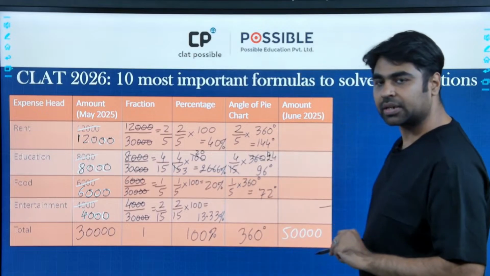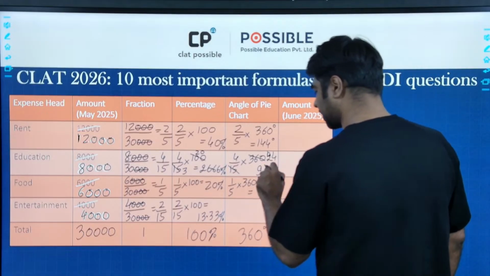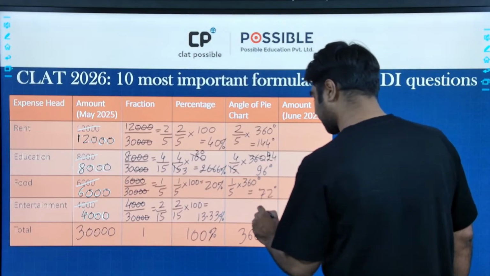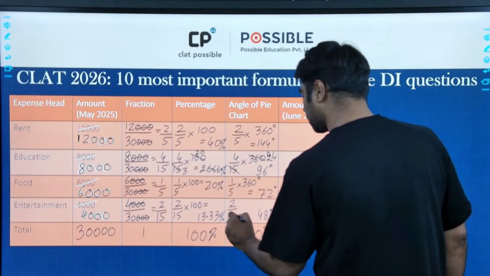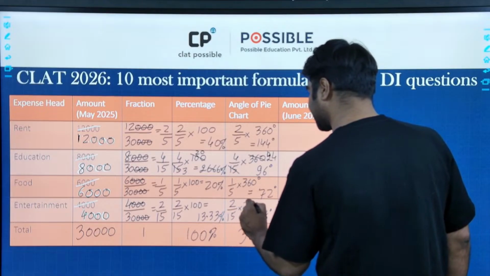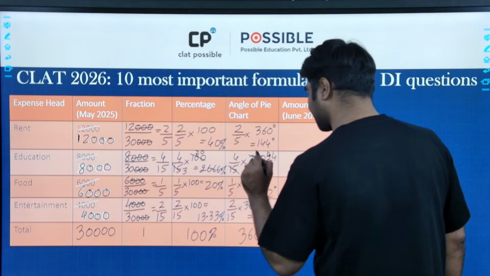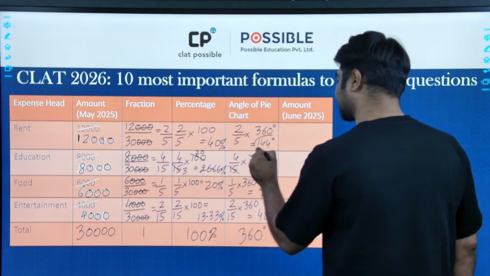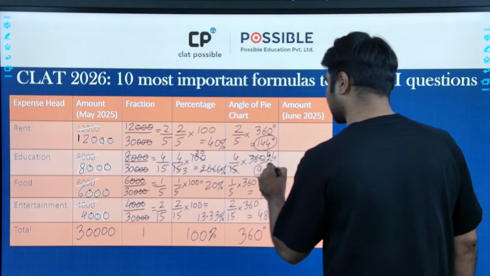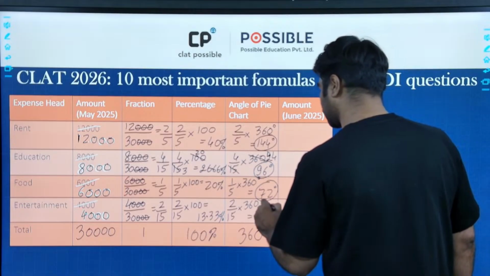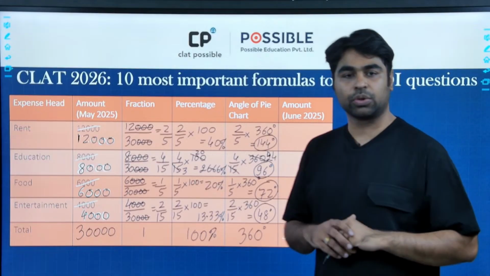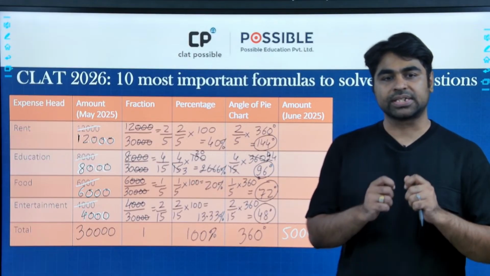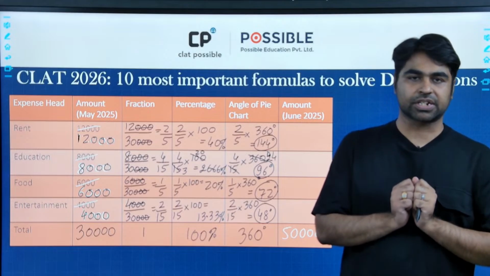Okay. Similarly, the half of this 96 will become 48 degrees, or if I do 2 upon 15 into 360, then also I'll be getting the same answer. And the important part is that the summation of 144, 96, 72 and 48 is sure going to be 360 only. Okay, so this was the important part we wanted to have a discussion with you about.